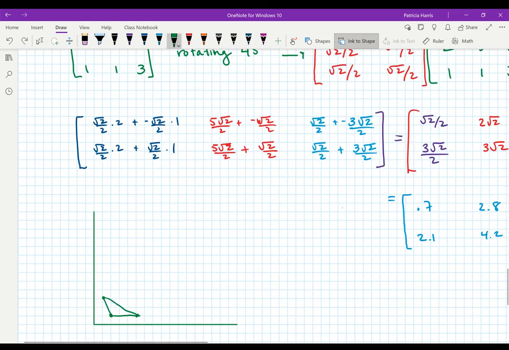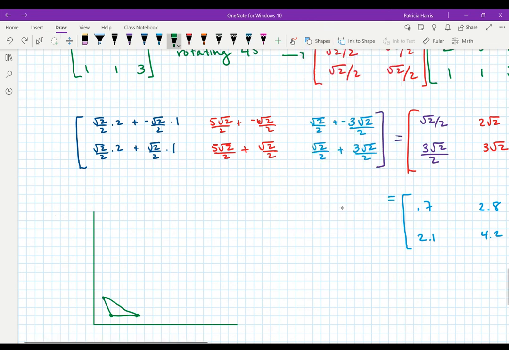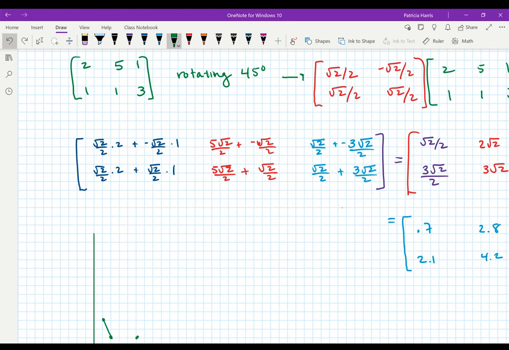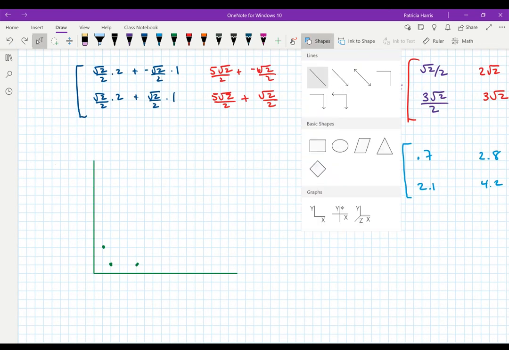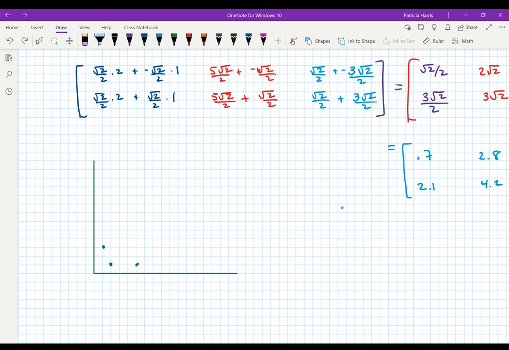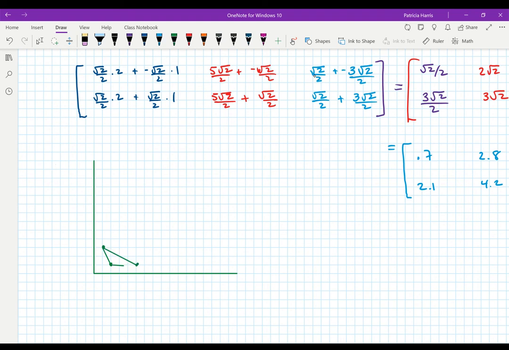Let's make that a little bit bigger. Okay, here we go. Let's make that a little bit neater for you guys. The neater you are, the better it is. Okay, so there's your pre-image.